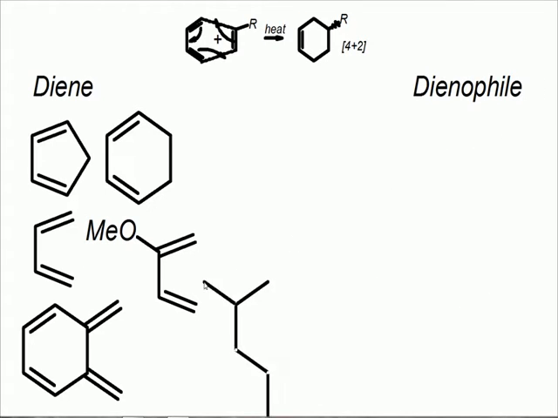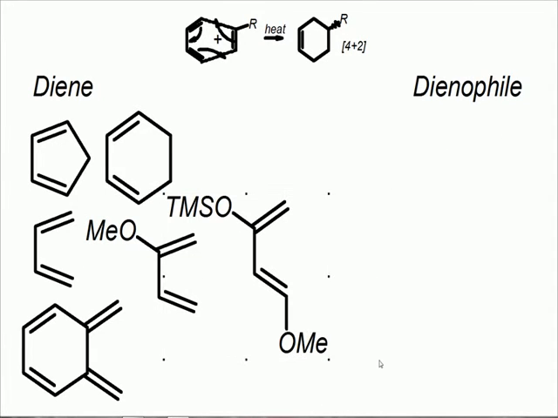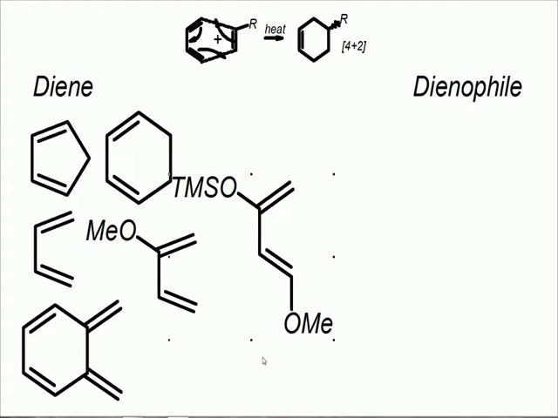Here is my favorite diene, actually. This is called Danishefsky's diene. TMS is trimethylsilyl, that's a protecting group. So you have a silyl ether here, and you can remove that TMS to show an alcohol later. This is just a great diene for doing actual organic chemistry.